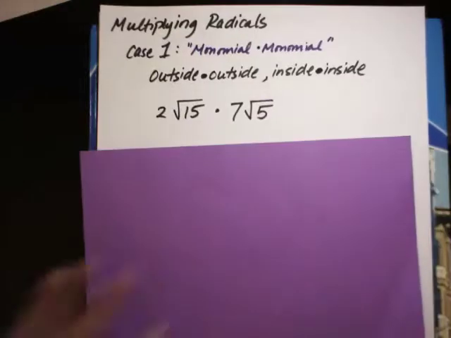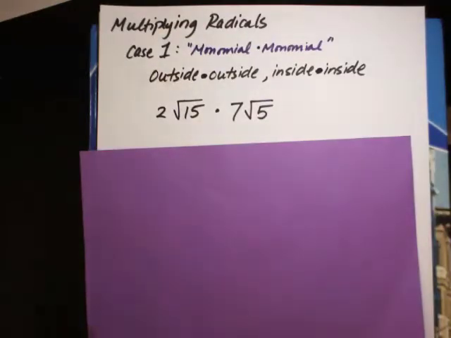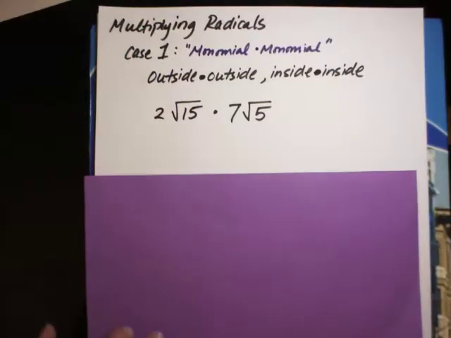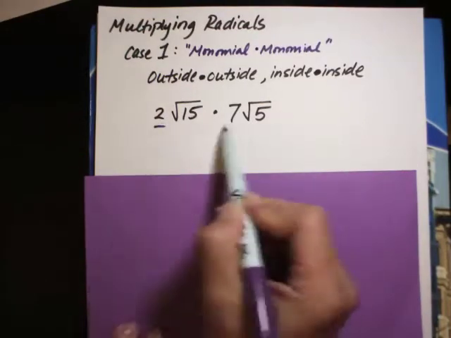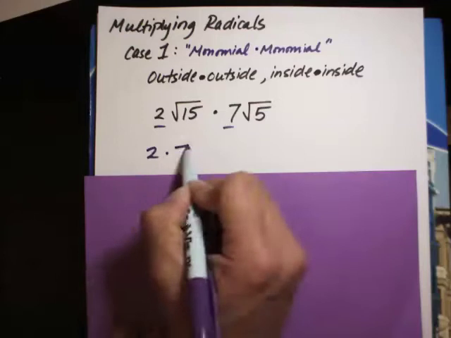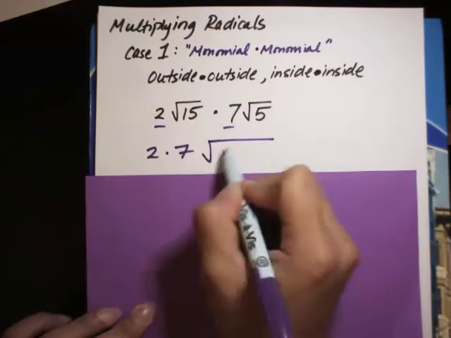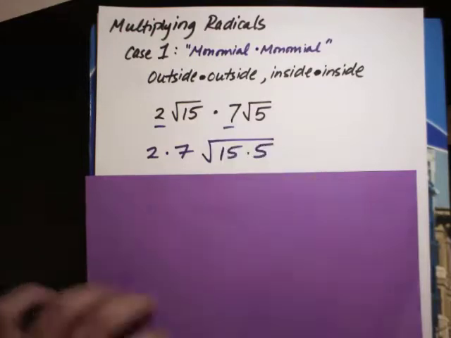When you're multiplying radicals, you have a number of different cases you may encounter. The first case is what appears to be very similar to multiplying a monomial by a monomial. You're going to be multiplying outside with outside, the inside with the inside. What I mean by this is, let's take a look at this example. Outside we have 2 and 7, so we're going to multiply the 2 times the 7 together. Inside, meaning inside underneath the radical sign, we will multiply together 15 and 5.